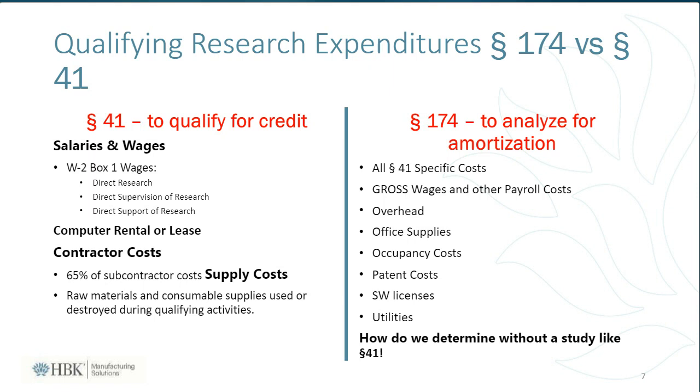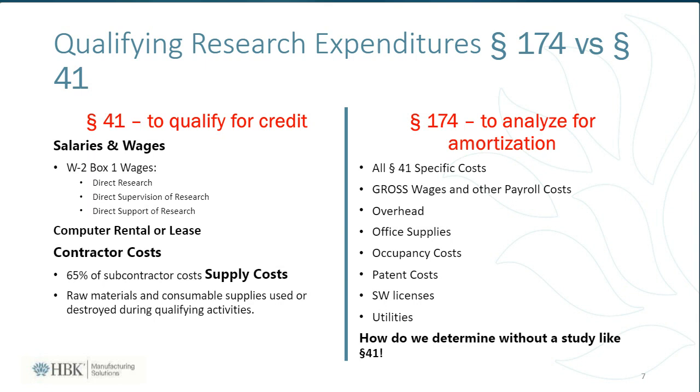clarification, what you would use to take your R&D credit are Box 1 wages, which are the most important wages that have to do with your experimentation costs. Wages are usually the largest component. And then you've got contractor costs, which you can get 65% of, some computer rental or lease, and then raw materials or supplies that are consumed in your experimentation costs.